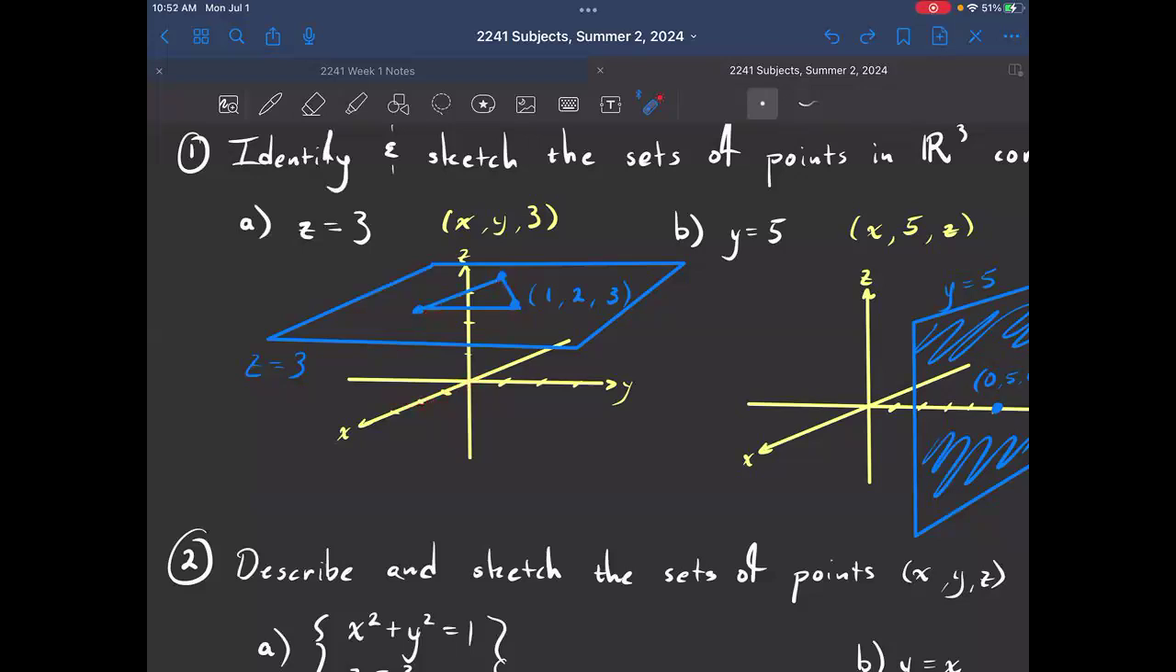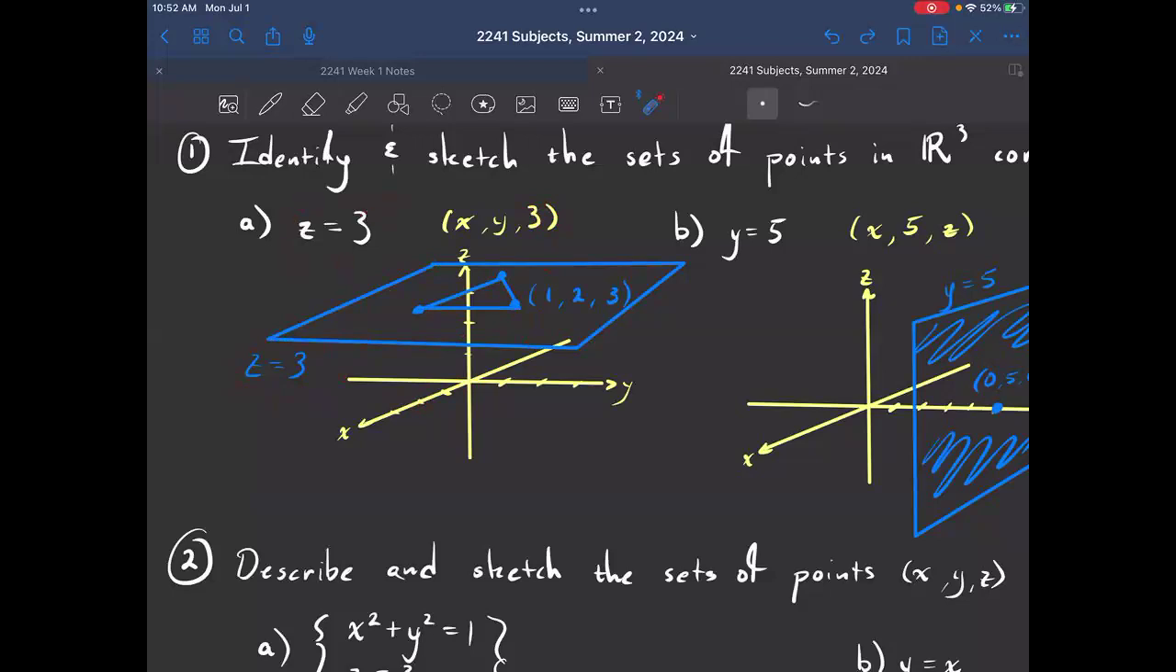And this gives us a triangle in 3D space. And that triangle must be contained inside of a flat plane. And so here we go. We've got our plane consisting of all points with z coordinate 3.